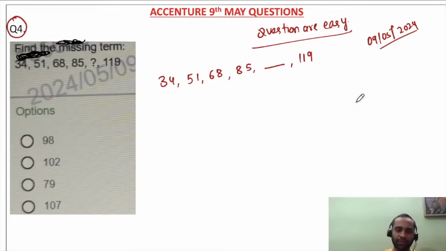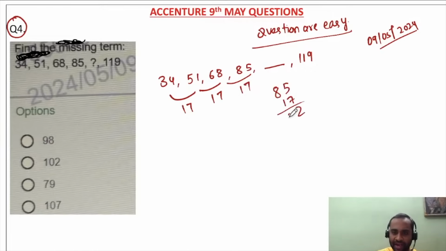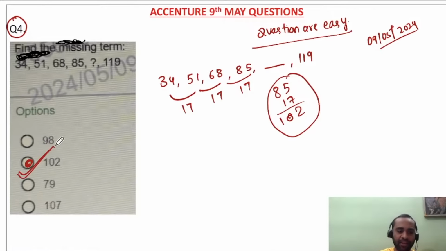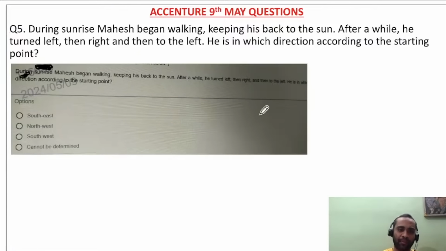Now, here if you see, 11 minus 4 is 7, and 4 minus 3 is 1, 17, right? And what is this here? 6, 17. And what is this? 17. So next will also be 17. So it is nothing but 90, 102, right? 102 will be the correct answer. Option B will be the correct answer for this particular problem.